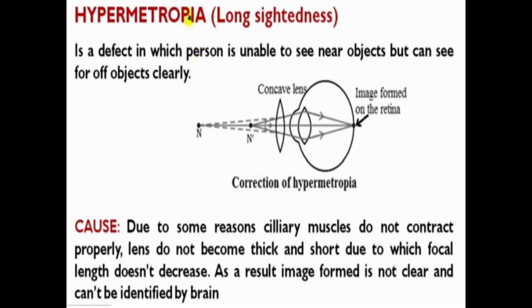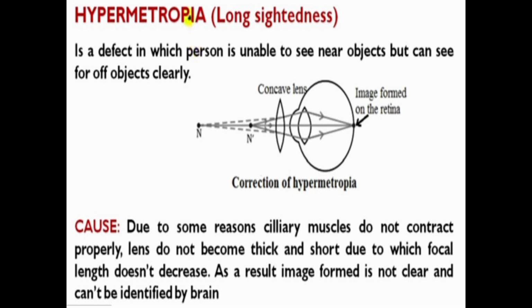In this, the ciliary muscles do not contract properly and the lens does not become thick and short, due to which the focal length also does not decrease. You just have to refer to the accommodation of the eye, the topic which we learned in the previous session. As a result, the image formed is not clear and it is not identified by the brain.